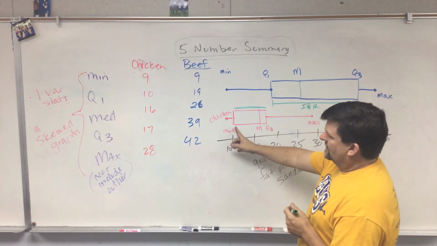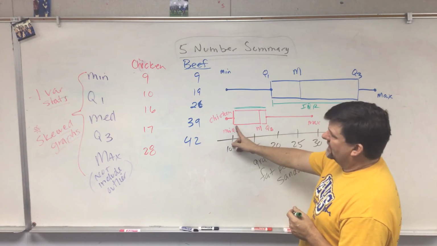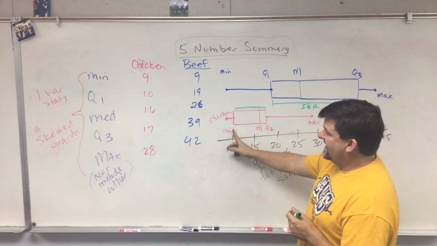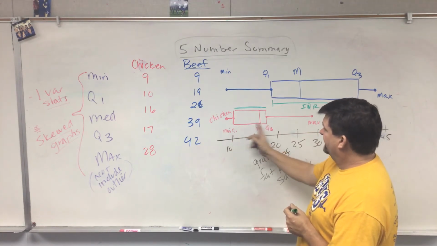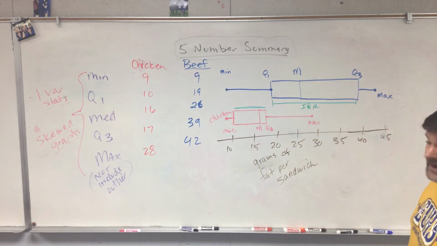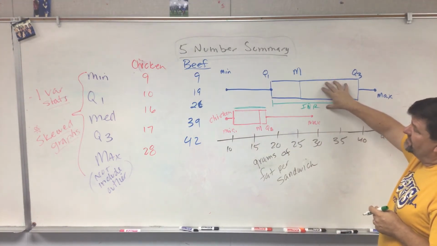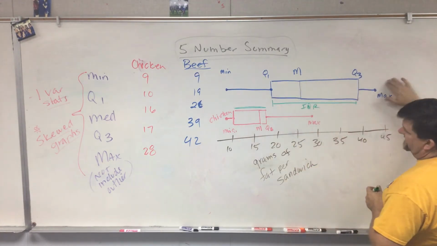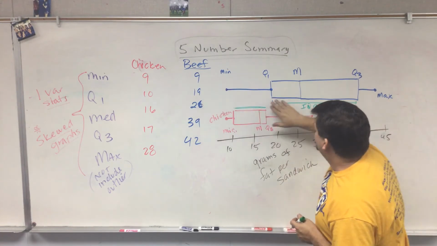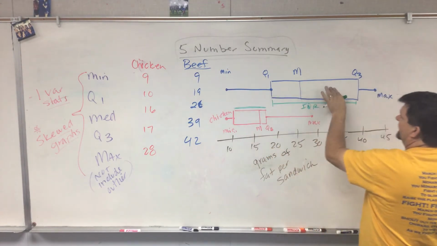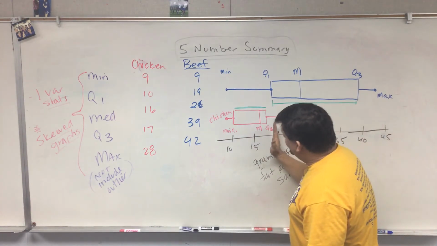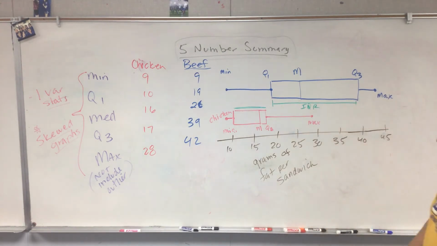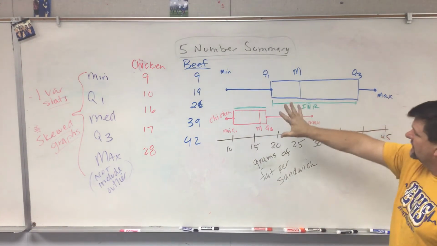Chicken, we can look at 50% of the data, 50% of the sandwiches contain between 10 and 17 grams of fat. So which one has more fat on average? Well, by far, the beef. The IQRs are separate, and if you look at it, 75% of the data is greater than 19, because remember, each one is a quartile, 25, 25, 25, 25. And then 75% of the data is below 17. So you can see visually that it's that way.